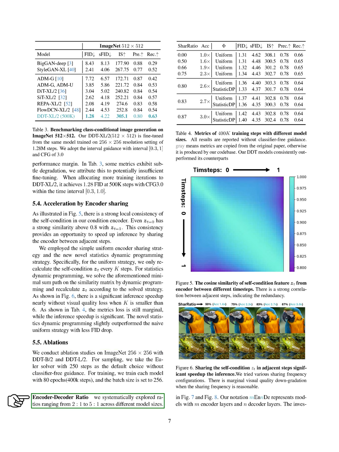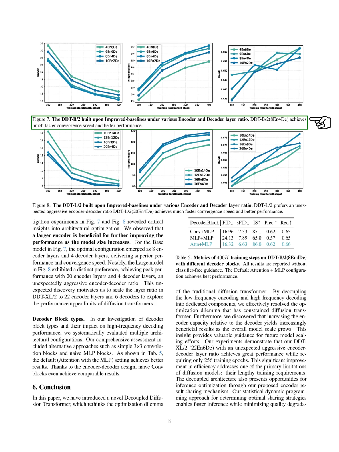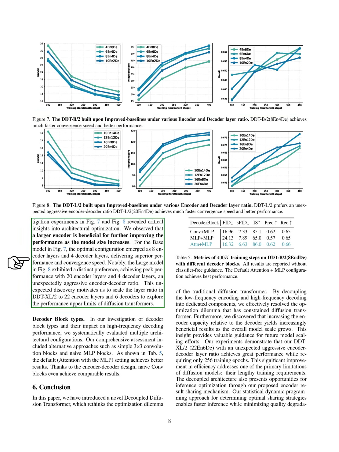We systematically explore encoder-decoder ratios ranging from 2:1 to 5:1 across different model sizes. Our notation, DDT followed by the number of encoder layers and then the number of decoder layers, helps us represent these models. The experiments reveal important insights into optimizing the architecture. We find that a larger encoder improves performance as the model size increases.